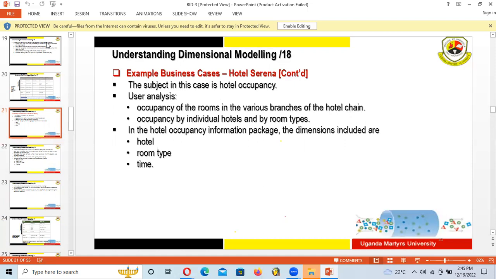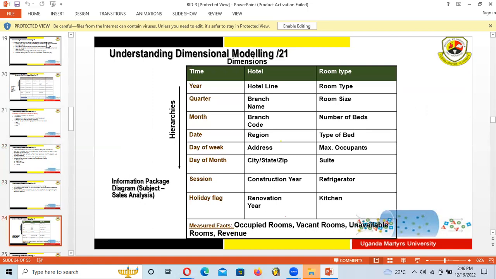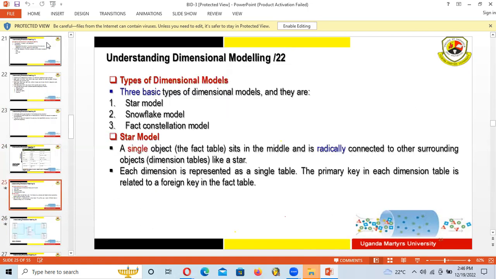So here in this example, we are trying to understand how to design a dimension model for the given example, Hotel Serena. In our dimension model, we are going to include the hotel, the room key, and time. Time is a crucial factor that every dimension model has to have. We are going to look at the hotel line branch called zip manager, room key, and time. All these are going to be included in our dimension table. As you can see, the understanding of the dimension model.